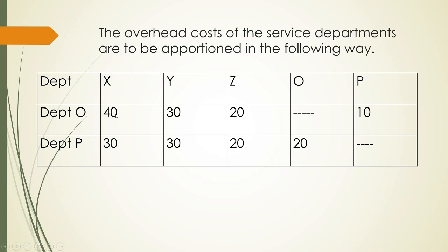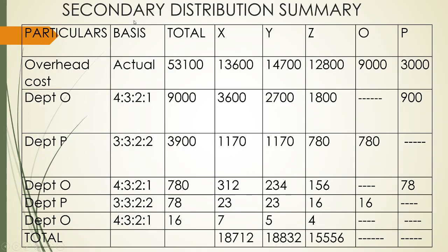In case of department O, the ratio is 4:3:2:1. In case of department P, the ratio is 3:3:2:2. Now, the secondary distribution summary has to be prepared as per the repeated distribution method. First, we take O department. O department overheads will be distributed to X, Y, Z and P. Then we take up P department. P department overheads will be distributed to X, Y, Z and O department. Again, this process will be continued till the overheads of O department and P department become zero or too small to matter.